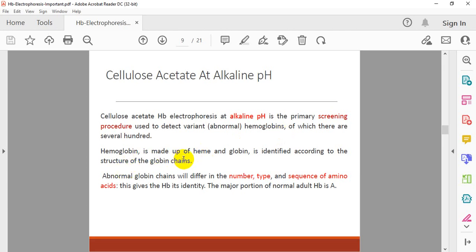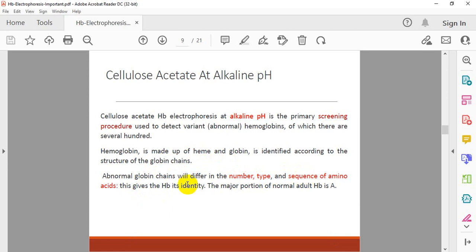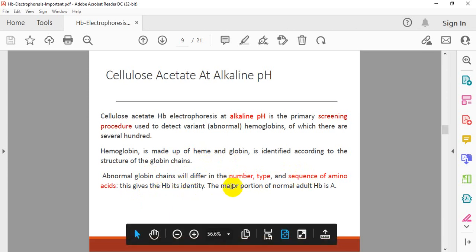Hemoglobin is made up of heme and globin, and is identified according to the structure of the globin chains. Abnormal globin chain is the what? The proteins, the alpha 1, alpha 2, or beta 1, beta 2 proteins, and they do the separation in hemoglobin electrophoresis. Abnormal globin chains will differ in the number, type, and sequence of amino acids. This gives the Hb its identity. The major portion of normal adult Hb is A.